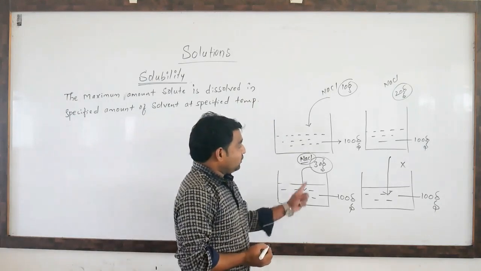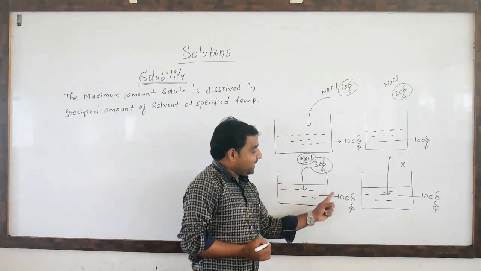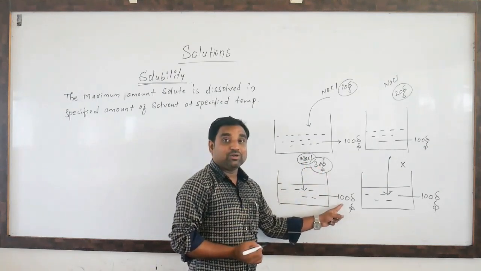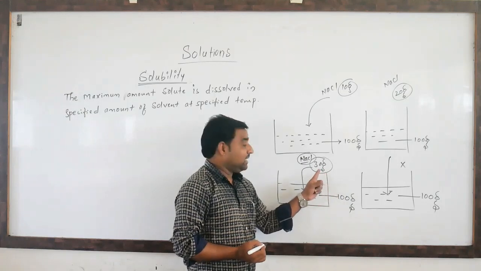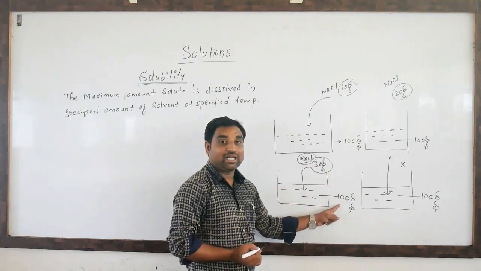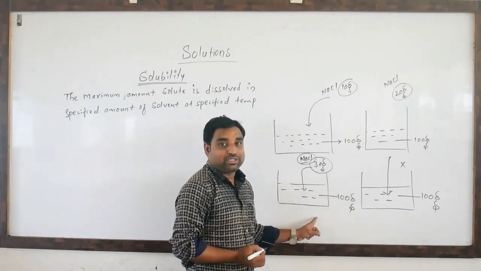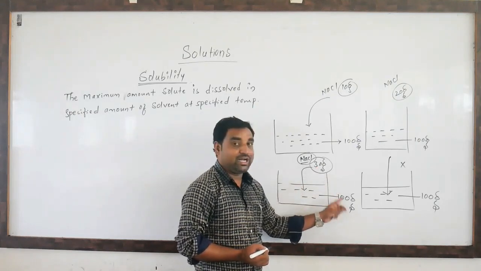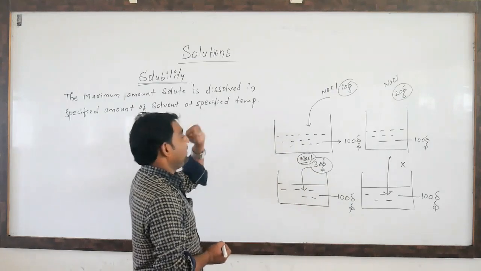It means the solubility of sodium chloride in 100 gram is how much? 30 gram in 100 gram. So how to write the solubility of this? 30 gram divided by 100 gram at room temperature, that is you can say 20 degrees Celsius. That is the 30 divided by 100. That is the meaning of solubility.